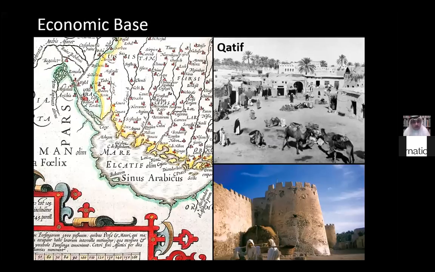It was historically a major port on the Arabian Gulf. You might find it interesting that Italian sailors or navigators called the Gulf, or the part of the Gulf that is close to Qatif, Mari El Qatif, as you see here in one of these 15th, 16th century maps by Italian cartographers.